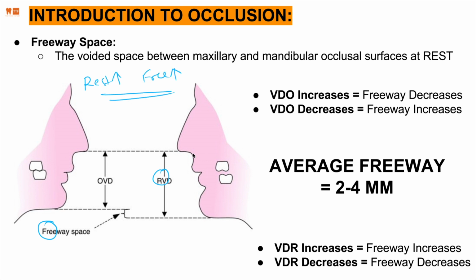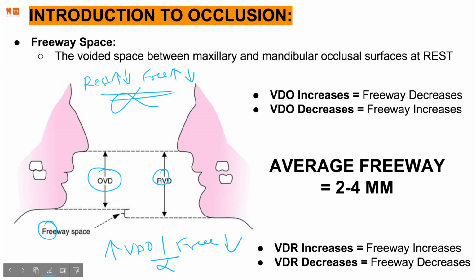If you know this, everything else will fall into place. You know why? Because rest increases, freeway space increases. Rest decreases, freeway space decreases. If these are proportional to each other, then VDO and freeway space are inversely proportional. In other words, VDO increases, freeway space decreases. Is it easy to remember the rule now, guys?